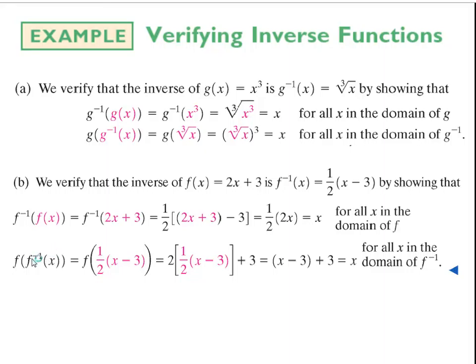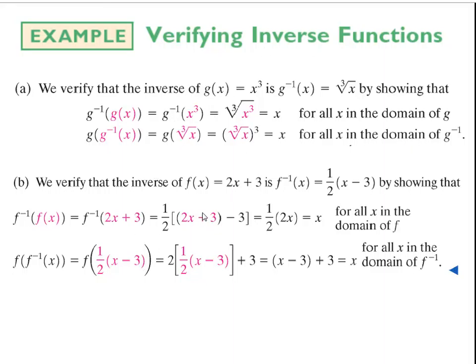So if I do the composition in the other direction, the inverse function is 1/2 x minus 3. And then I'm going to plug this into the f function, and I get 2 times the quantity x plus 3. And then if I distribute the 2 here, the 2 times 1/2 is 1. So I get 1 times x minus 3 plus 3, the 3's cancel, and I get just x.